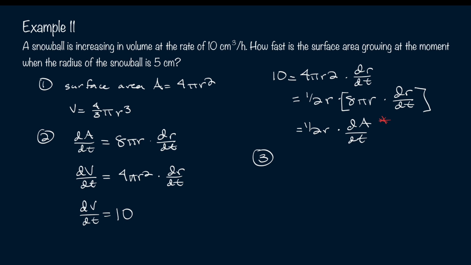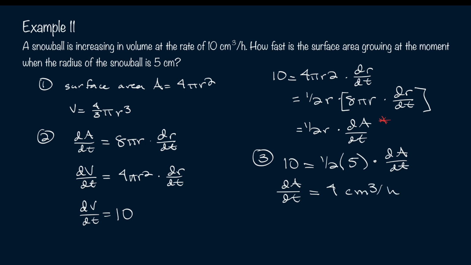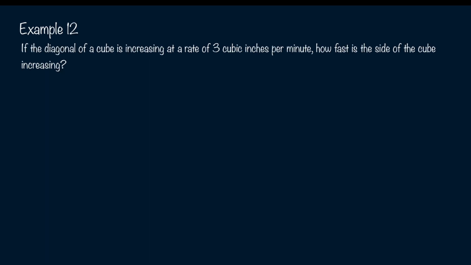So we know that we have 10 equal to 1/2, and then for our r, we know that's going to be 5 when the radius of the snowball is 5, multiplied by dA/dt. And then if we simplify that, we get dA/dt is equal to 4 centimeters squared per hour. And this is our last example for the video, example 12.